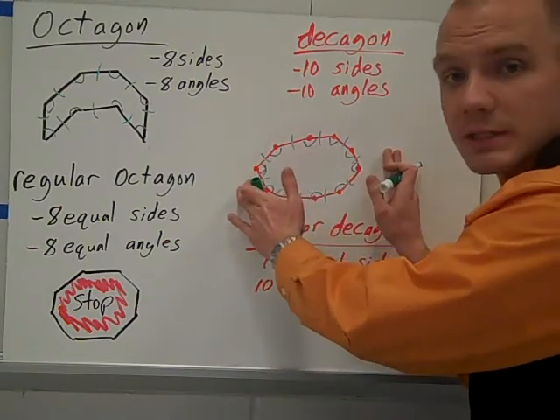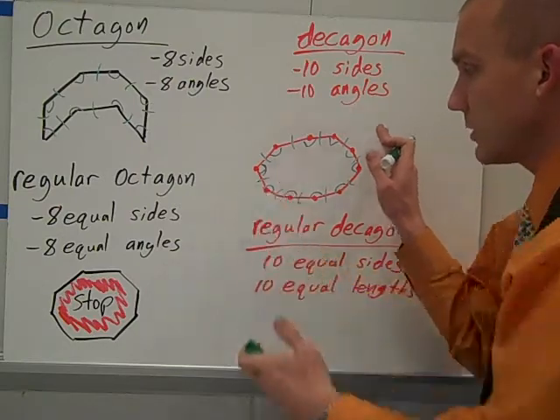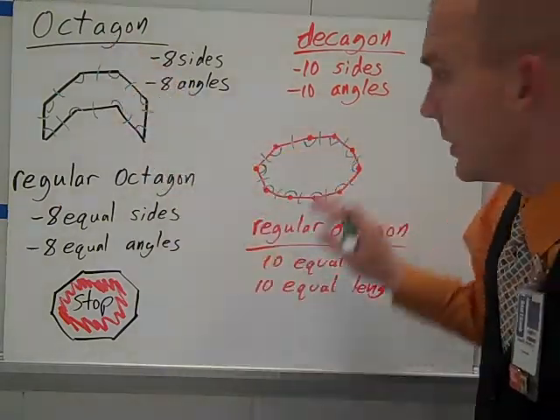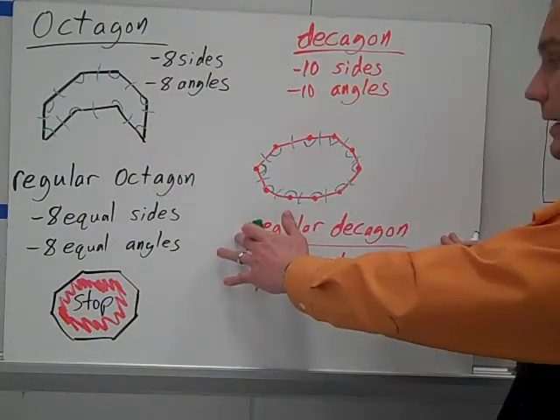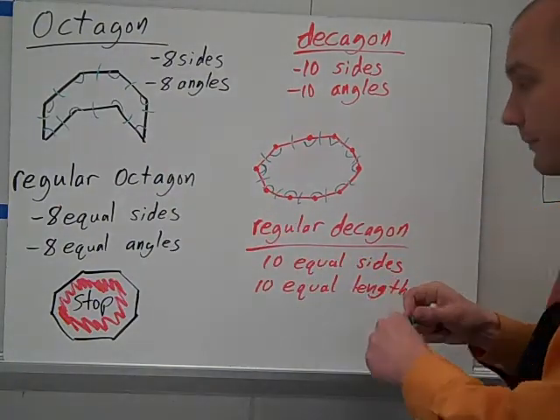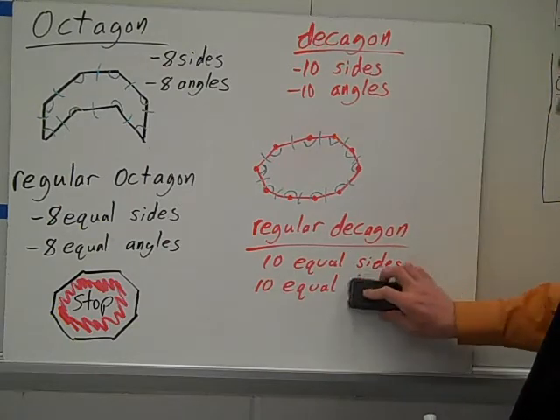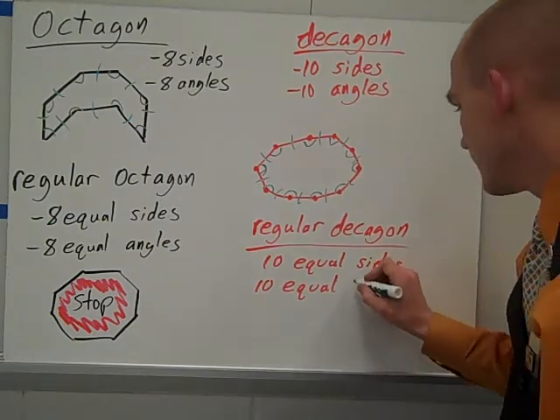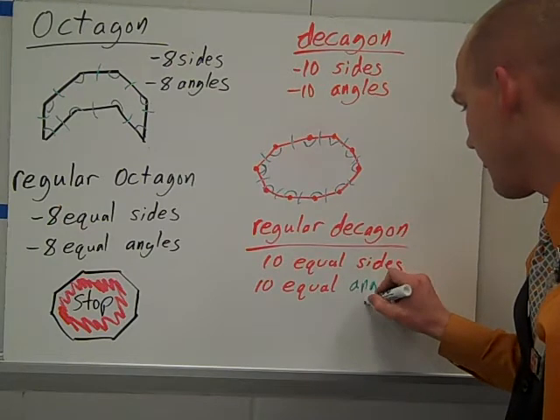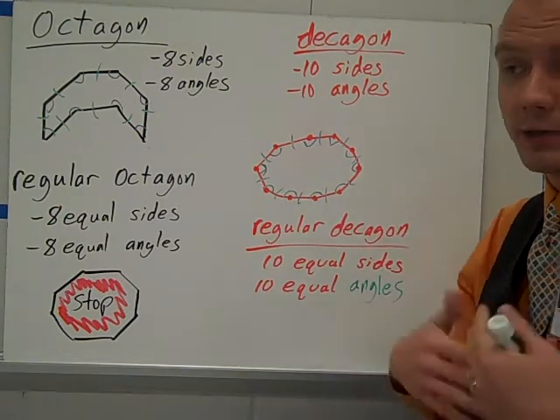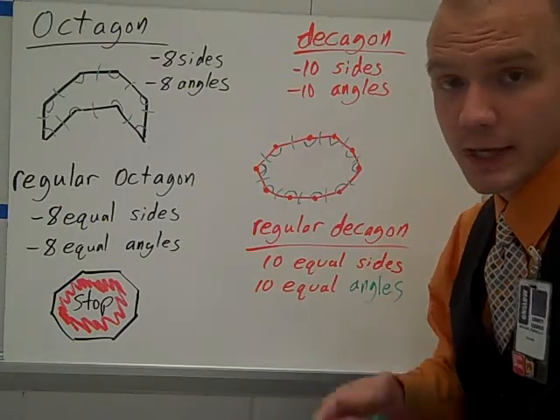Don't worry about writing this down in your notes. This is going to take you too long to figure out and draw. Don't worry about that one. Copy down the other shapes, but not the decagon. A regular decagon, I didn't even try to draw that one. It's 10 equal sides and 10 equal angles. That would be a regular decagon. A regular, any type of polygon has equal sides, equal angles.